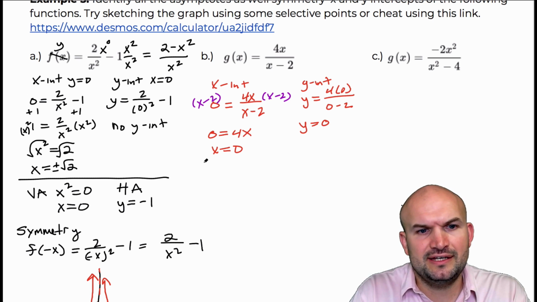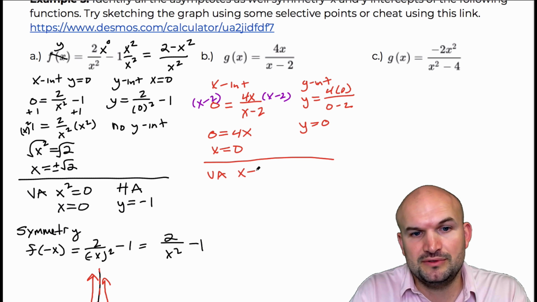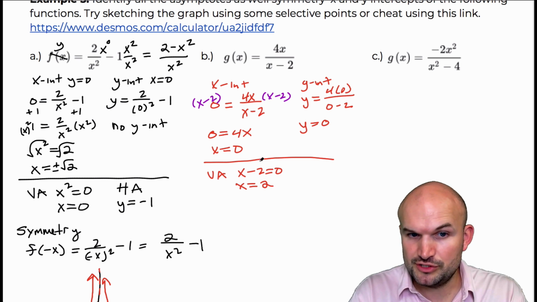Let's go ahead and find the vertical asymptote. The vertical asymptote is the values that make the denominator equal to 0. So you set your denominator equal to 0, and therefore, I can say x is going to equal 2.